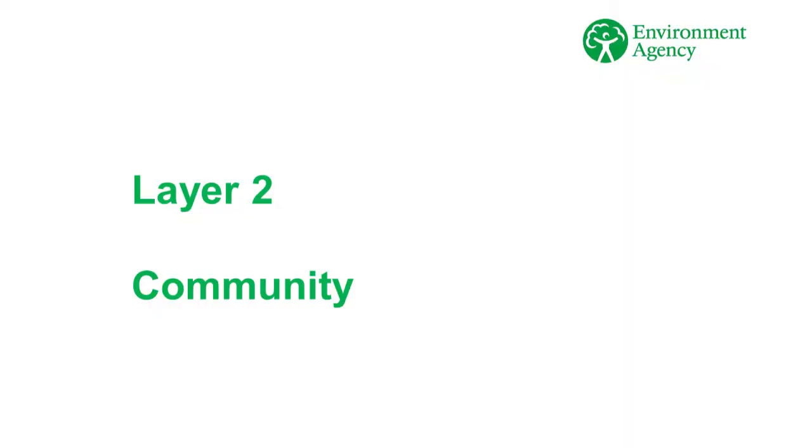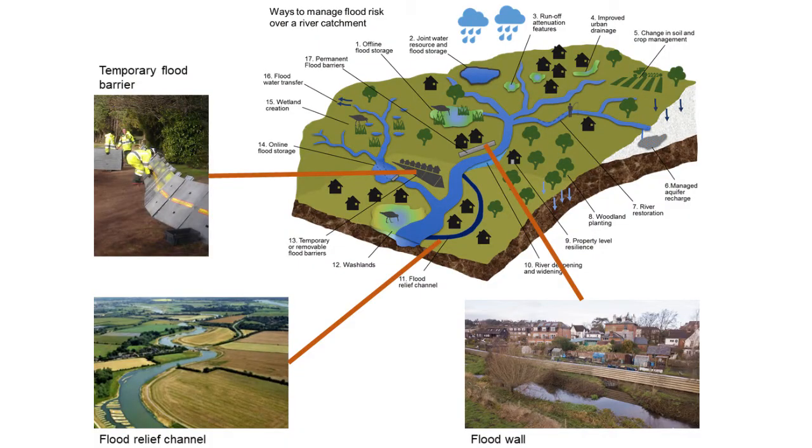The second layer in reducing flood risk is to look at the community where the flooding is happening. There are a number of ways to reduce flooding to a community. Some of these are schemes that are in place all the time, like flood walls and embankments or bypass channels. Other community-level approaches are only put up when flooding is expected. These include temporary flood barriers or demountable flood barriers, often combined with pumps.